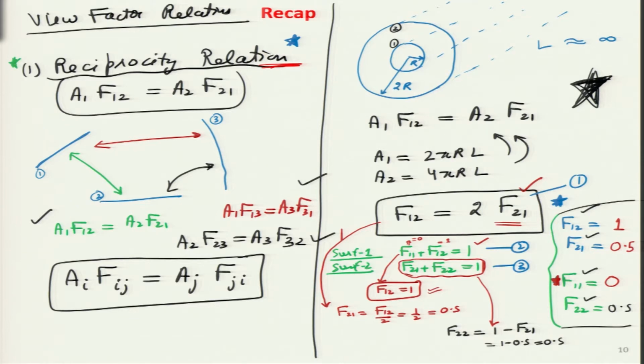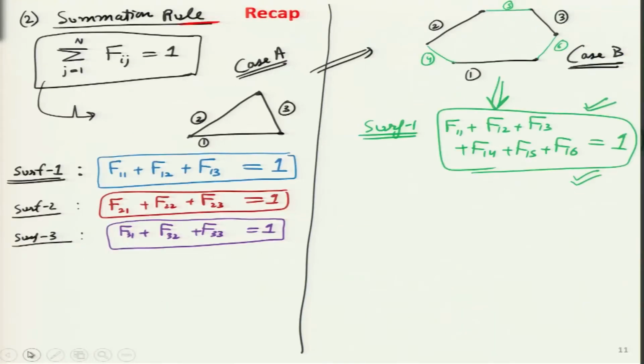Reciprocity was the first relation that we looked at, which simply gives A1 F12 equals A2 F21. In other words, surface 1 and 2 are reciprocal to one another, they are reciprocating equally to one another. Then we looked at the summation rule, which gives the sum of all the view factors from surface 1 up till surface n, provided it forms an enclosure. In case A, these three surfaces 1, 2 and 3 form an enclosure. In case B, the same three surfaces, given in black color, did not form an enclosure until we put these green surfaces in between them.